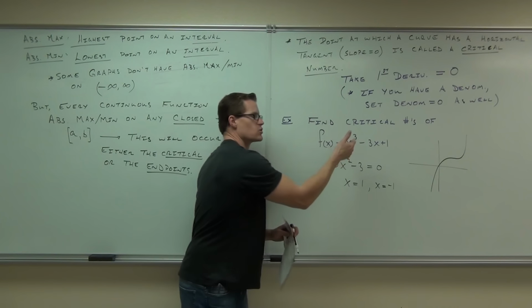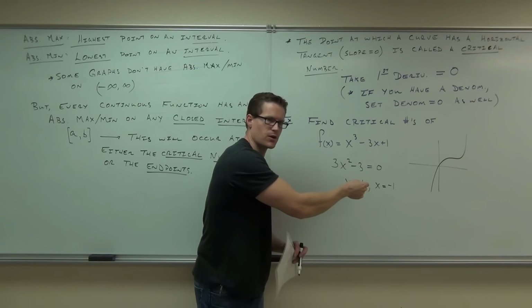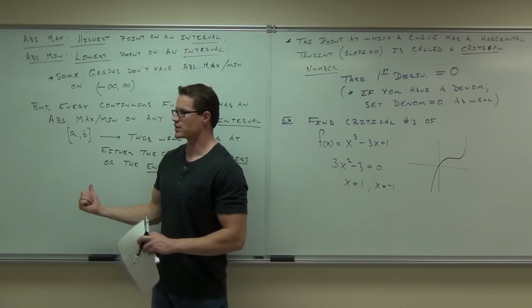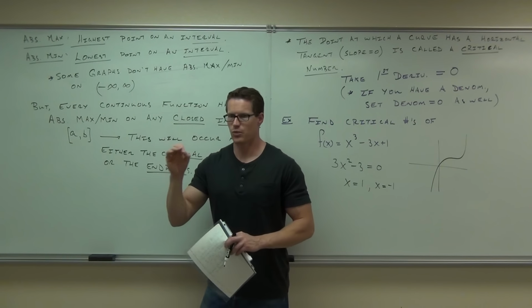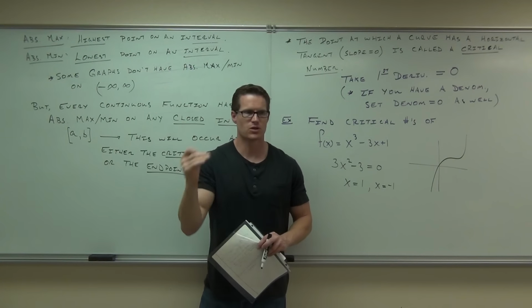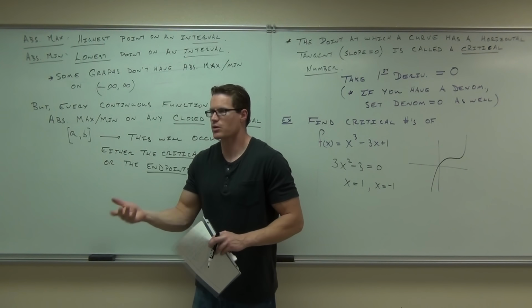You're going to be checking your critical numbers by plugging them into your function, but you're also going to check your endpoints. We'll do some examples of that in just a second. And whatever's the highest one, that's your absolute max. Whatever's your lowest one, that's your absolute min. That's it. That's all we're going to have to do.